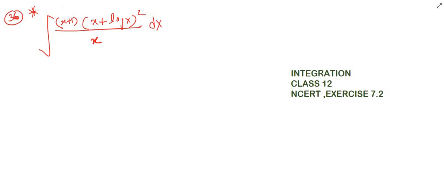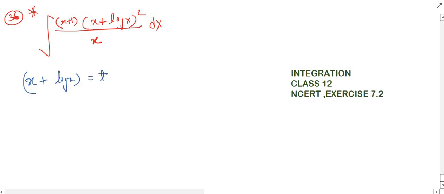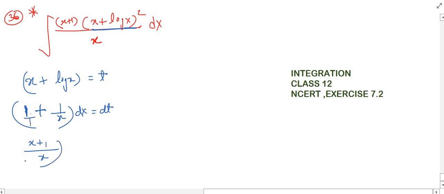This question is not very difficult, but थोड़ा सा सोचने का है. So let's take x plus log x as t. This one. So derivative is 1 plus 1 by x dx is dt. Yes. So do you think this is available in the question? Let me see. If I take x common, LCM, so it is x plus 1 by x dx is dt. Don't you think this is present in the question?